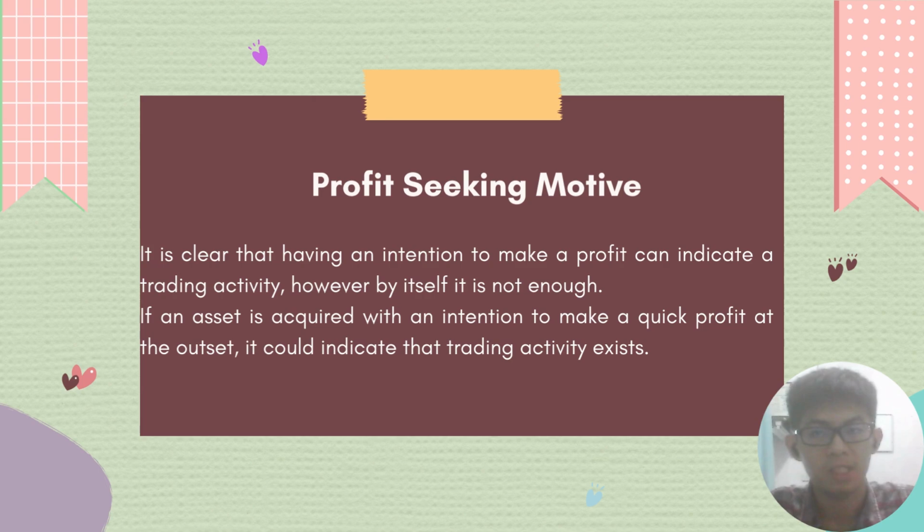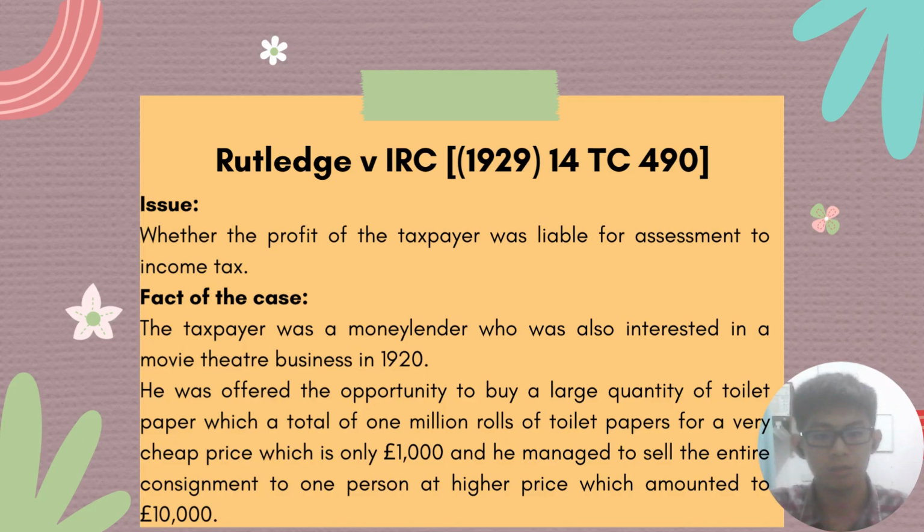The first of the badges of trade is profit-seeking motive. It is clear that having an intention to make a profit can indicate a trading activity. However, by itself, it is not enough. If an asset is acquired with an intention to make a quick profit at the outset, it could indicate that trading activity exists. Rutledge versus LLC is the foreign case under profit-seeking motive. This case concerns whether the profit of the taxpayer was liable for assessment to income tax.